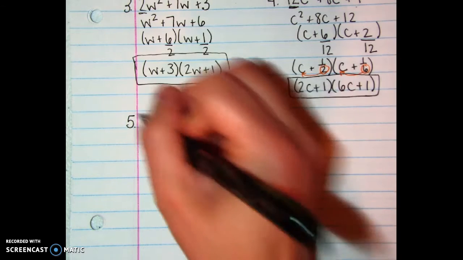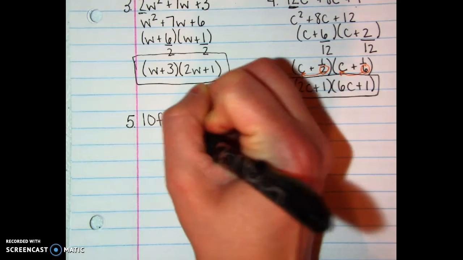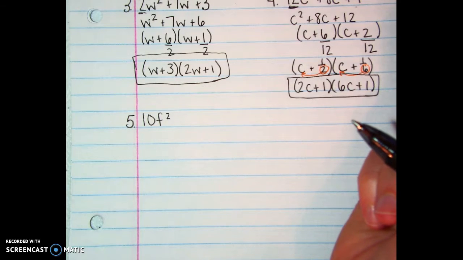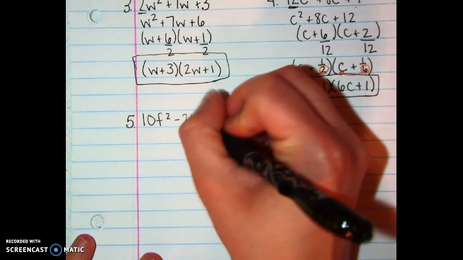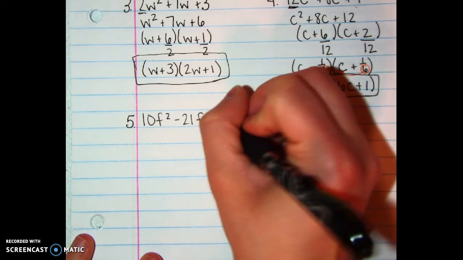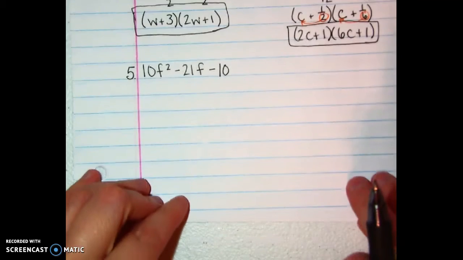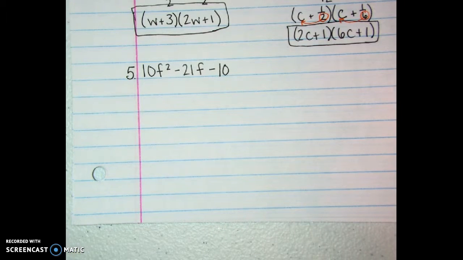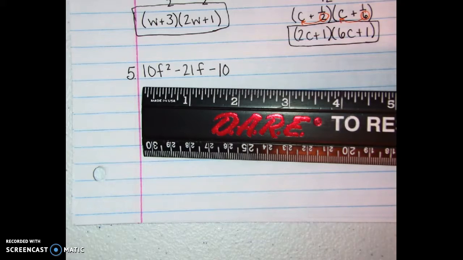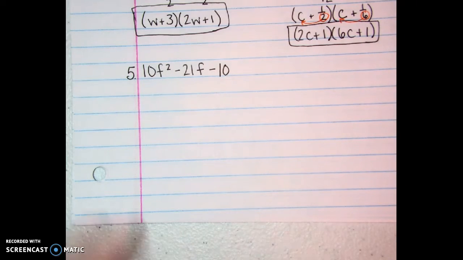Let's do 10f squared minus 21f minus 10. And you can go ahead and pause this and try this one on your own. Again, I don't have a pause sign. I have a dare sign. I dare you to try this on your own. Okay, sorry, that was cheesy. Let's go ahead and try it.